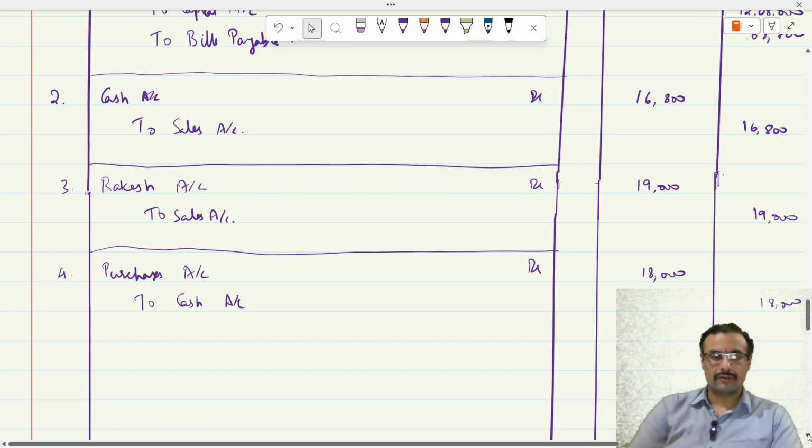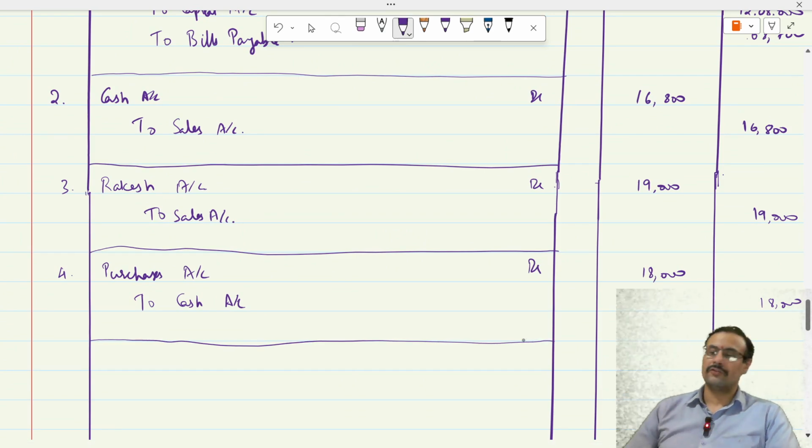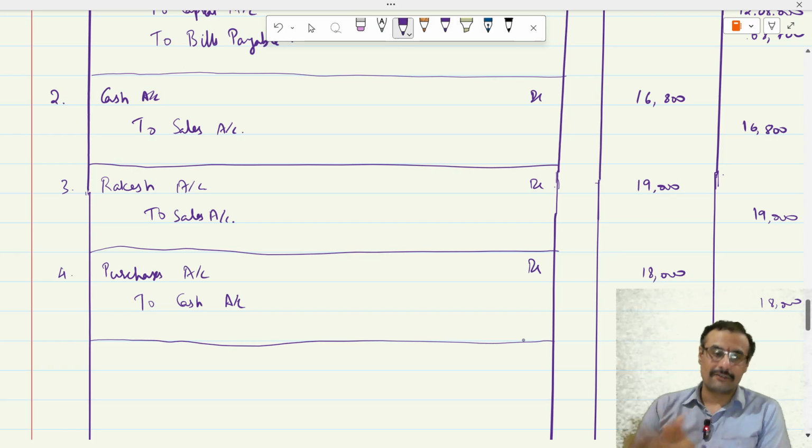Now let us move on to the next one. All easy. If you have practiced about 4 to 5 problems, or at least one representative problem, all these journal entries will appear very, very easy. But if you are doing this for the very first time, then you are taking a risk. This is not a full-fledged class, this is just a revision class.